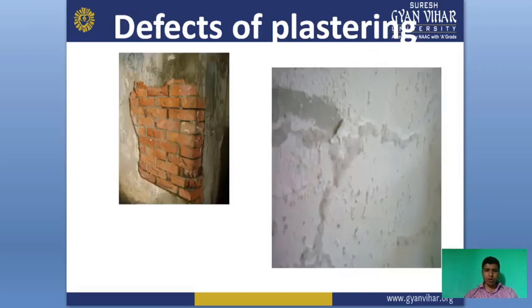This figure shows the defects of plastering. Efflorescence is included and blowing has also occurred in our plaster. Cracking has also occurred and falling out is also visible in this photo. It means these pictures show the defects of plastering.